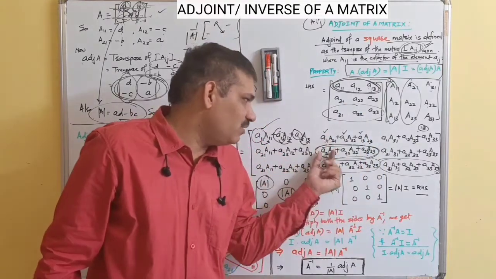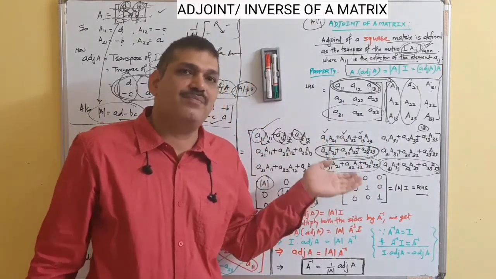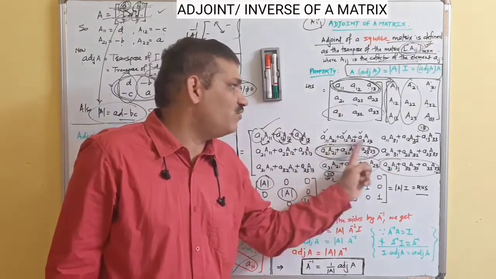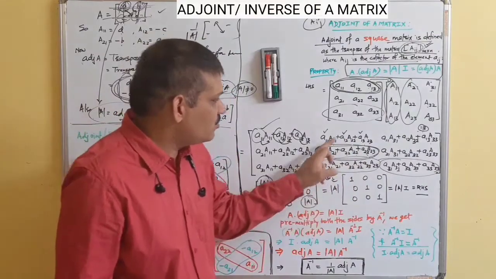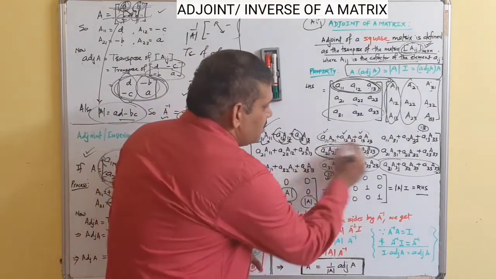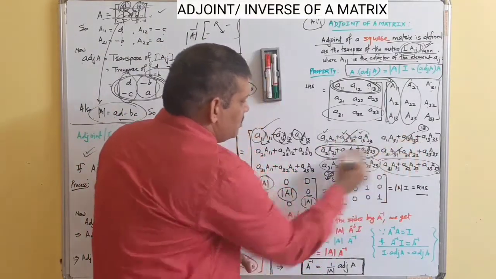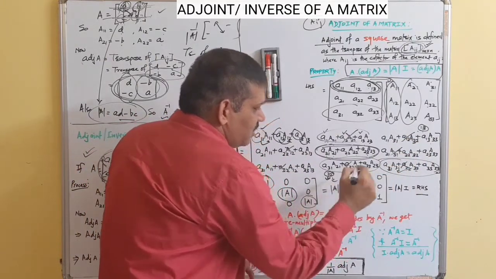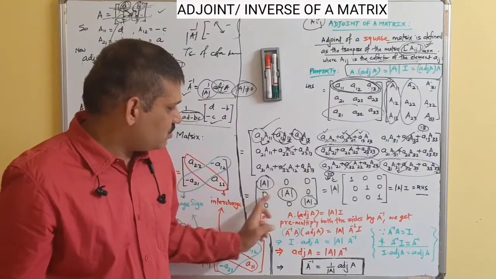So if we multiply the elements of a particular row with the corresponding cofactors of any other row, then the sum of the products is always 0. So this is 0, this is 0 as well, this is 0, this is 0, this is 0. The diagonal entries give determinant A and the rest give us 0.